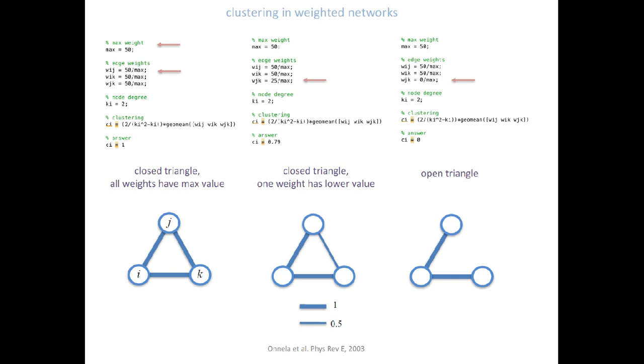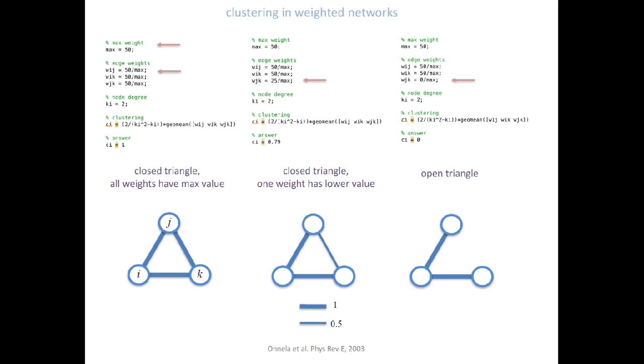Now, it doesn't matter what weight I have on these edges. I could assign 50, and 50 is the maximum, and I'll get the same answer, 1, because we're always normalizing by the maximum weight. In this case, all the edges have the maximum weight, so we get the same answer.